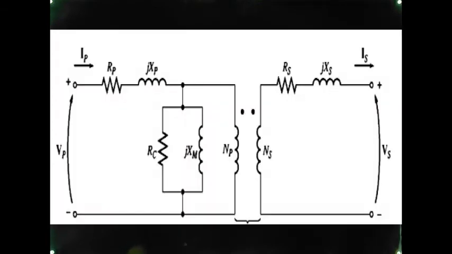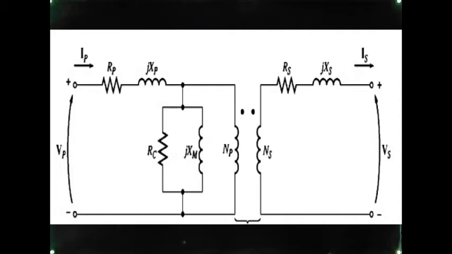In the last session, we studied the equivalent circuit of a transformer. So this is the equivalent circuit of a transformer. You can see on the primary side, we have the resistance RP and the reactance XP. RP represents the resistance of the primary winding and contributes towards the copper loss in the primary winding. XP represents the leakage flux in the primary winding.